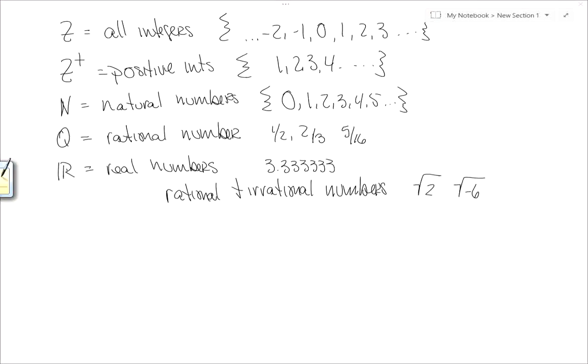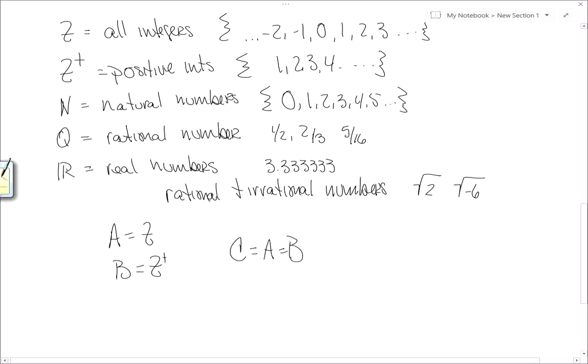So the way that we might use one of these sets is I might say something like A is equal to Z, and B is equal to Z plus, and C is equal to A, which is equal to B, which is all equal to N. So this is a way that I could use these common set notations in order to describe some set A or some set B. For the purposes of this class, we're going to concern ourselves with Z and Z plus for the most part, and perhaps N. We will get into fractional numbers a little bit, but we will not get into irrational numbers.